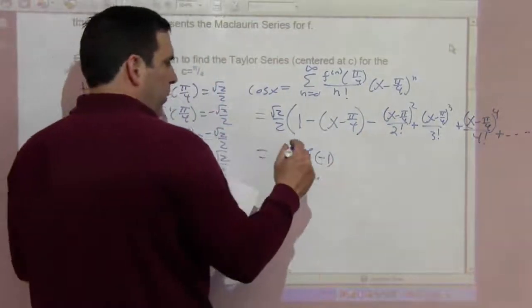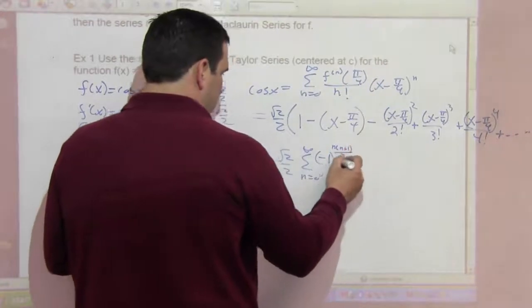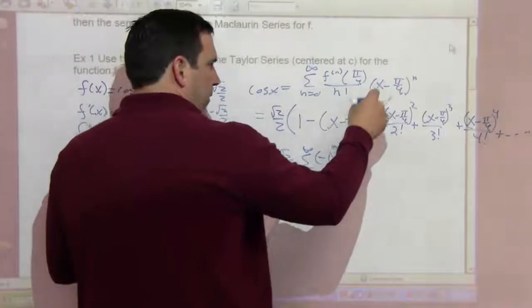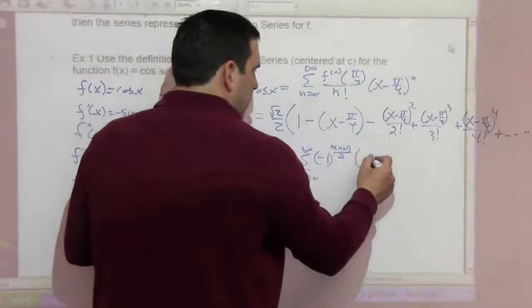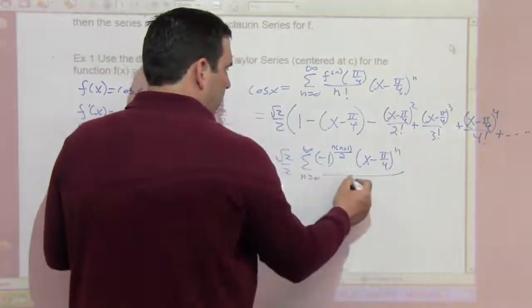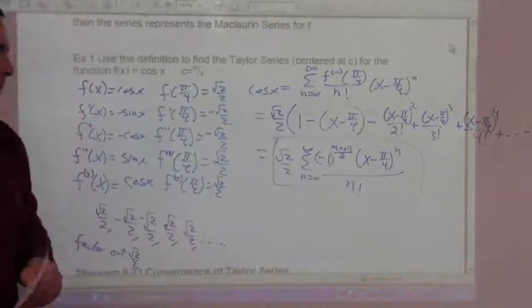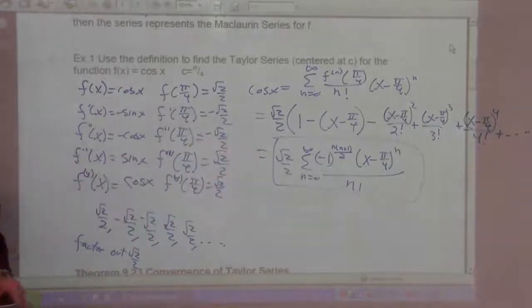Now this is a complicated one. Negative 1 to the n times n plus 1 over 2. That generates positive, then negative, then negative, then positive, then positive, then negative, then negative, times x minus pi over 4 to the n power over n factorial. And here is our Taylor representation of that. So we made our cosine into a summation.